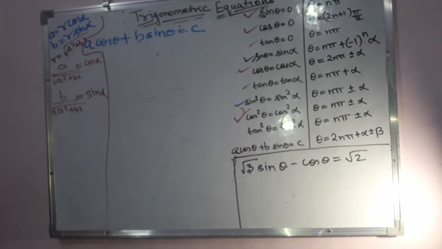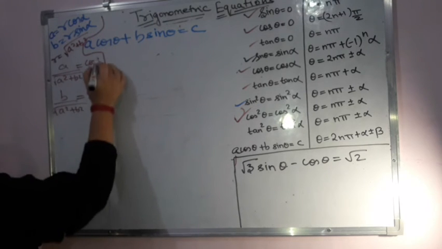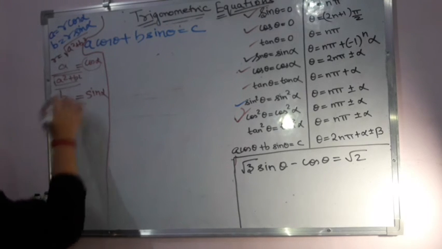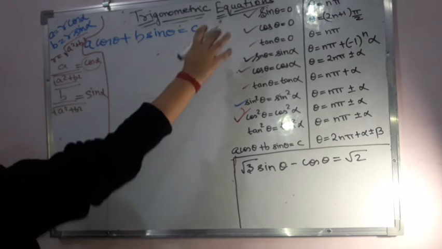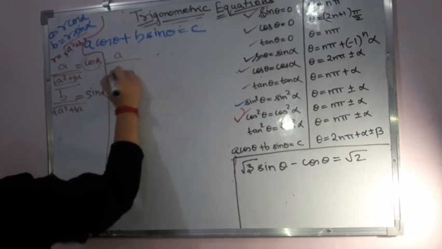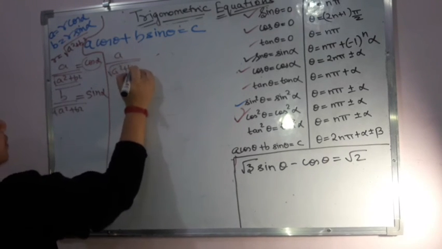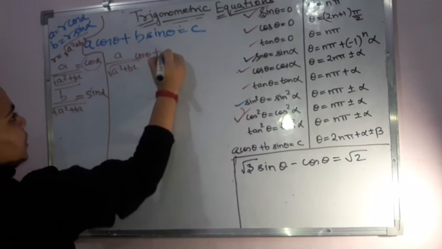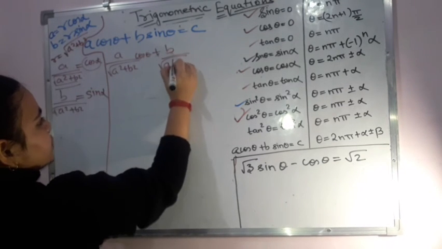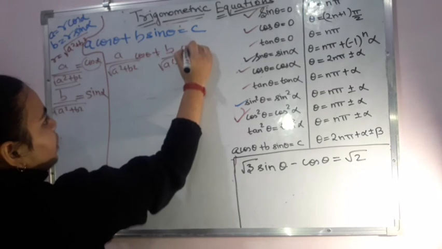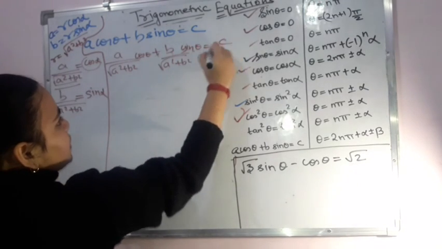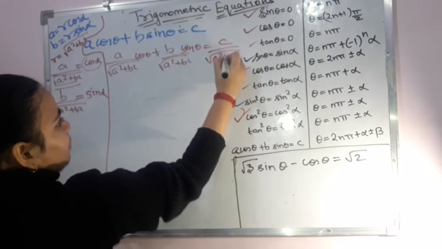Now if I divide the entire equation by under root of a square plus b square, see what will happen. So a upon under root of a square plus b square cos theta plus b upon under root of a square plus b square sin theta is equal to c upon under root of a square plus b square.